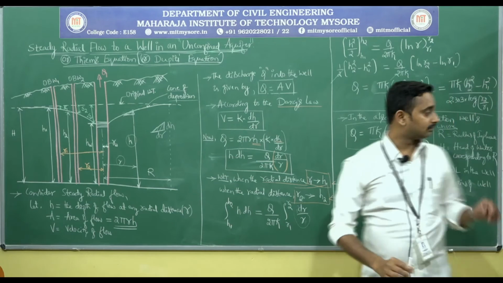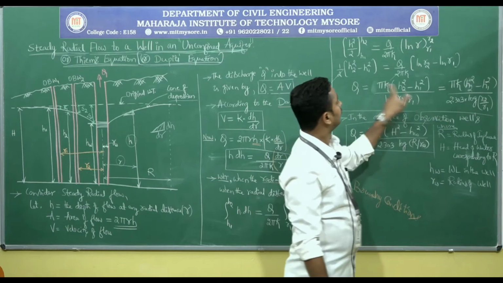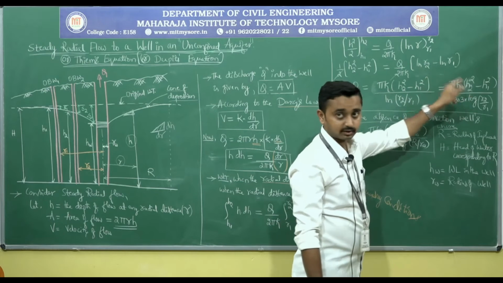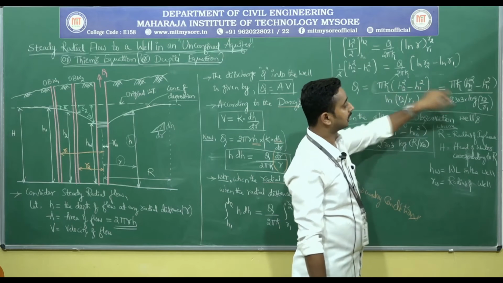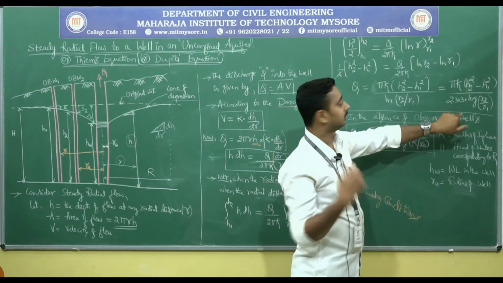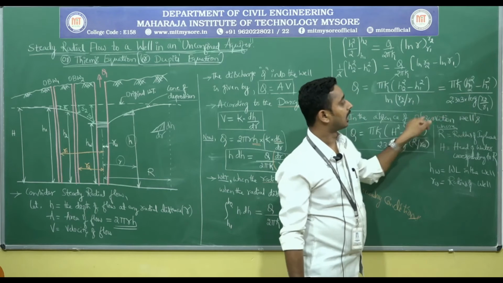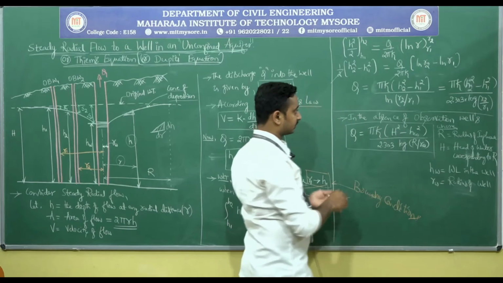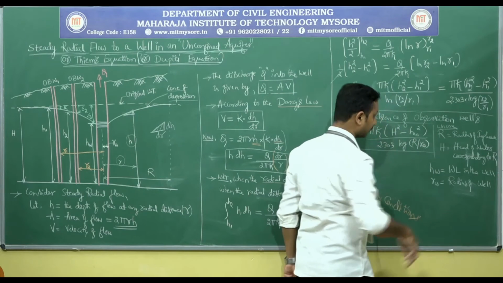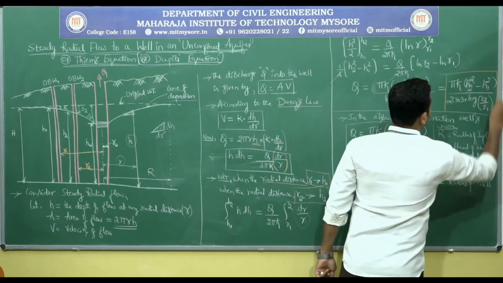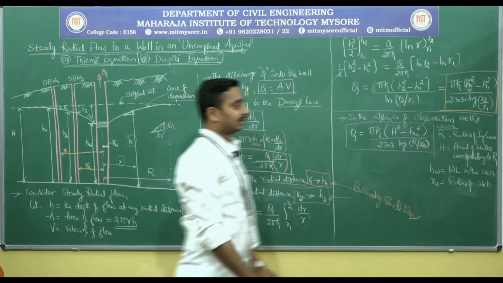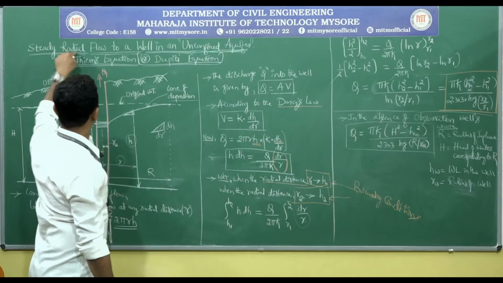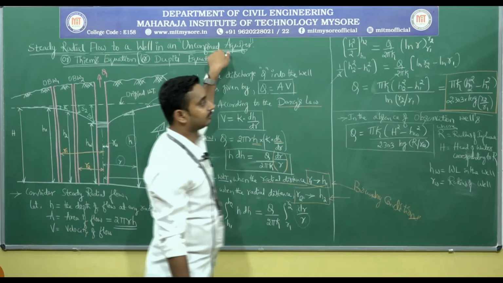Now just convert the ln to log. Pi k same, h2 square minus h1 square same. So ln converted into log is multiplied by 2.303 log of r2 by r1. This is the equation for radial flow in an unconfined aquifer. Study radial flow in an unconfined aquifer.